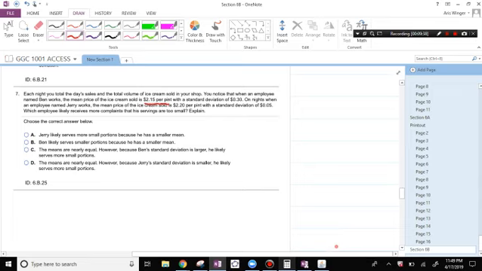All right, so the means are nearly equal. Ben's standard deviation is larger. He likely serves the smaller portions.